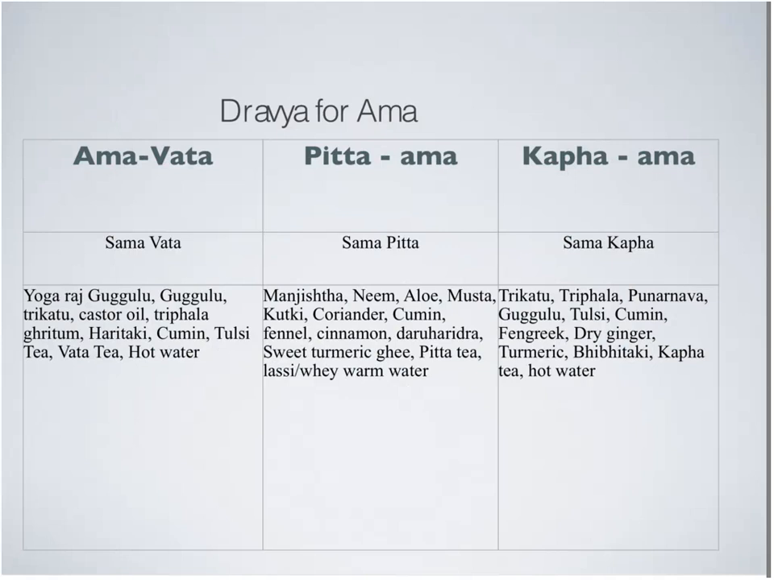Does anybody know, when you give herbs for Vata or Pitta or Kapha, they may be different than herbs that are given for Ama. And can anybody tell me why that is? Why is that?